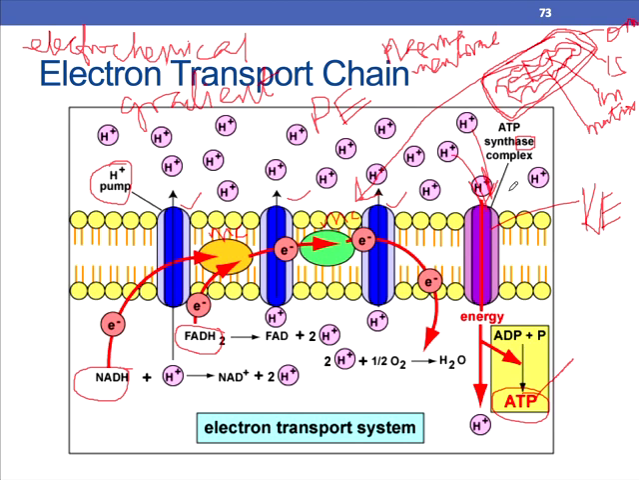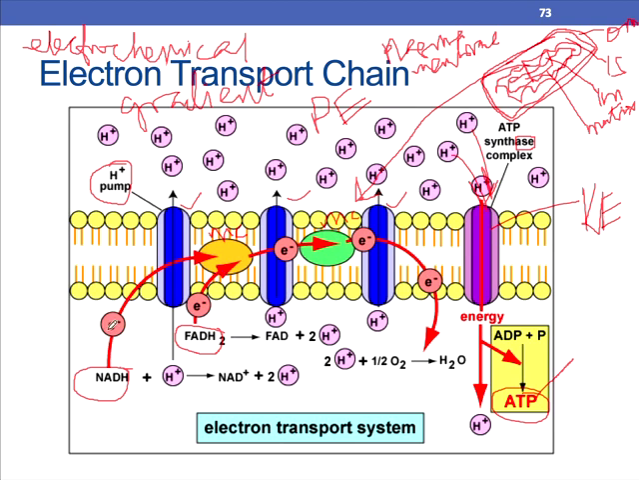So this process is an example of chemiosmosis. Chemiosmosis is basically the synthesis of ATP from an electrochemical gradient. And so ATP synthesis using the electron transport chain, as I just described, is an example of chemiosmosis. Now, we don't have to lose sight of the fact that the electrons are still in the system, so they have to end up somewhere.